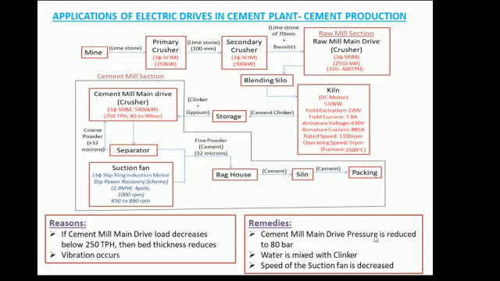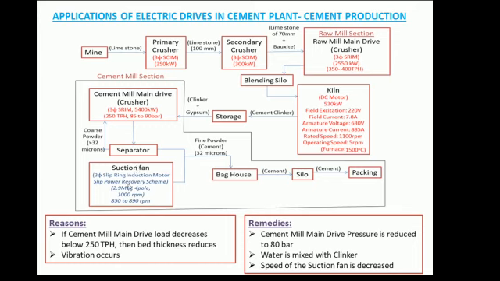Even after reducing the cement mill main drive pressure to 80 bar, if vibration is not reduced, then they will go with the second operation. Second operation is they used to add water with the clinker. Here clinker plus gypsum you have, right? So with this the water is added. If the water is added, what happens is the bed thickness increases, therefore the vibration reduces. Even if the vibration is not reduced after adding water, they go with decreasing the speed of the suction fan. That means they used to reduce the speed of this suction fan.